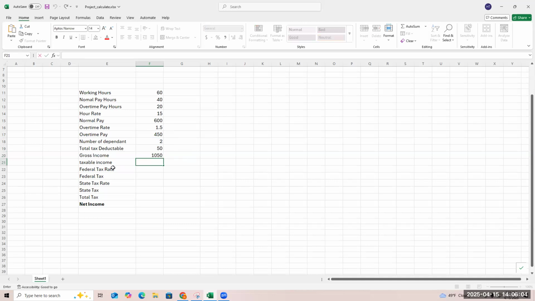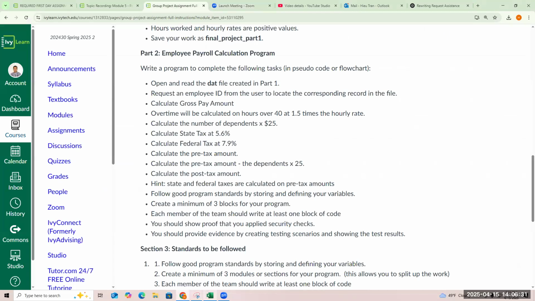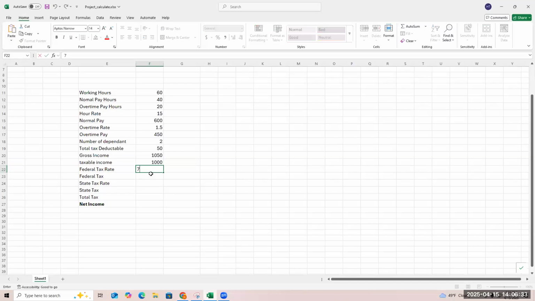So from that one, I have to find out the taxable income. Taxable income is the gross income minus the total deductible here. So I have to find out the tax based on taxable income here. So in the final project, it tells you that you have a federal tax rate here. Federal tax rate is 7.9, so I put the 7.9 here, and state tax rate is 5.6. I put it here.